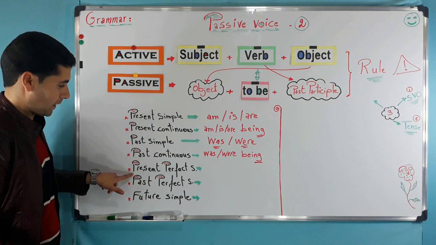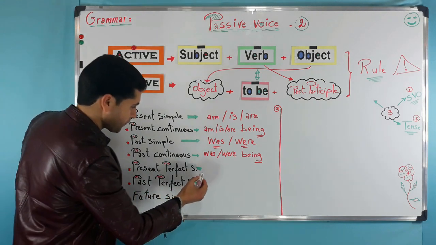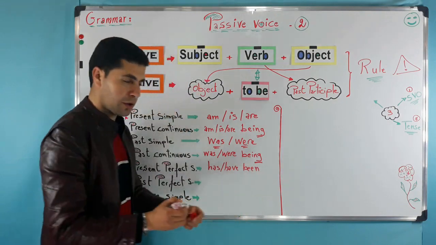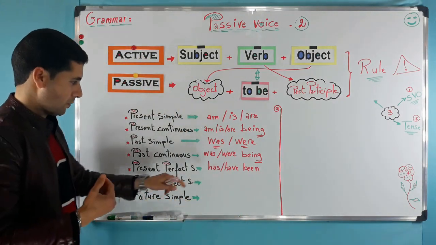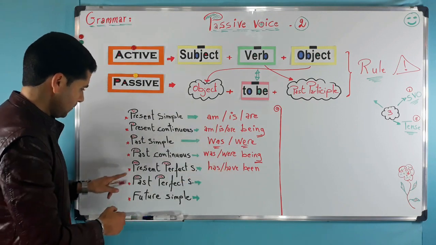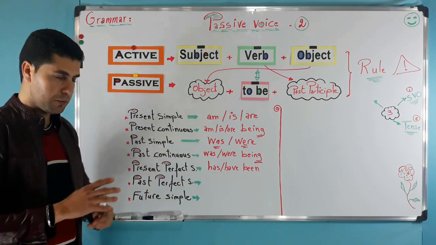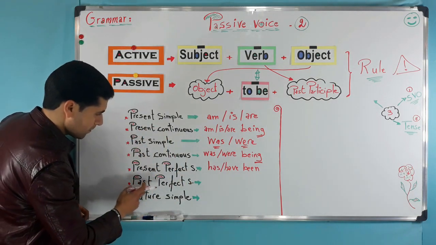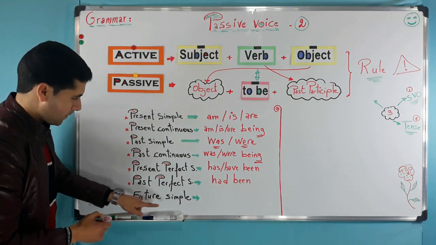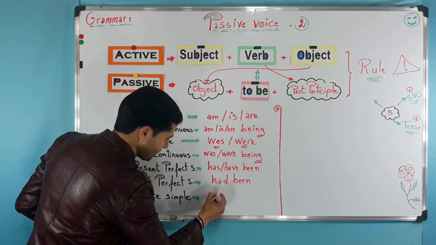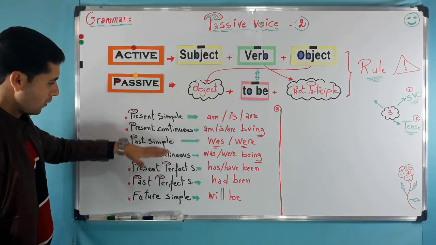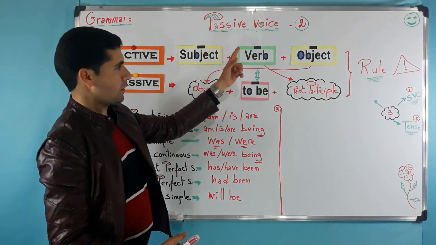Now, present perfect. Present perfect is either has or have been. The message, for example, has been sent, etc. So this is the verb to be in present perfect. Has is for singular and have is for plural. Past perfect is had been. And future simple, future with will, is will be. So these are the main variations of the verb to be in all these tenses that you need in the passive voice.